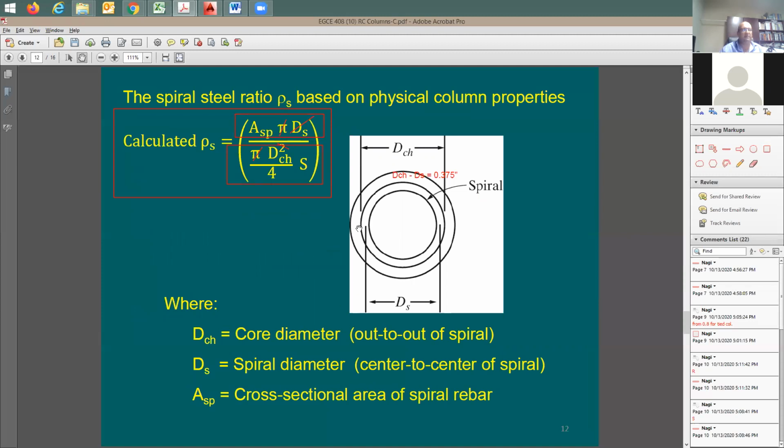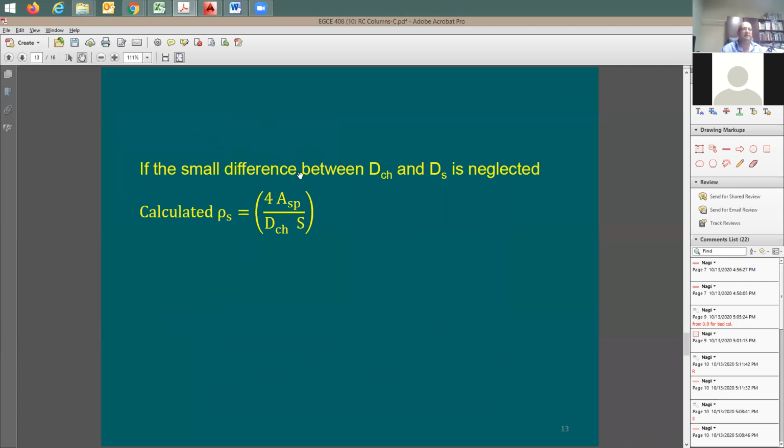d sub s is going to be the diameter to the center of the spiral, and this d sub ch is going to be to the outside of the spiral to find out the volume of this confined concrete. Because the difference between d sub s and d sub ch is not really big, we can reduce the amount of work we are doing here and clean this equation and make it 4 times the cross-section area of one spiral divided by S divided by d sub ch. So now it's going to be much simpler for you. It's going to be only 4 A sub sp divided by S divided by d sub ch.